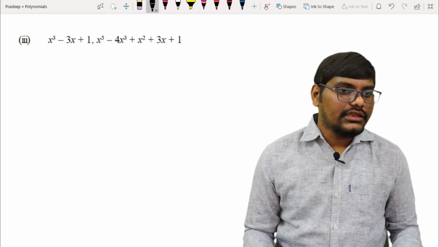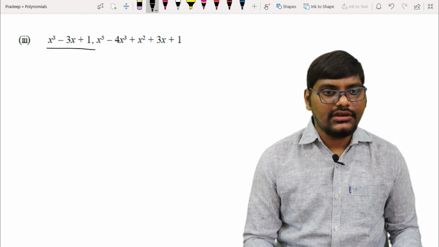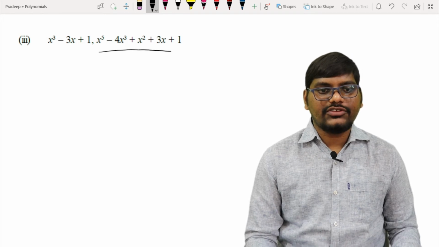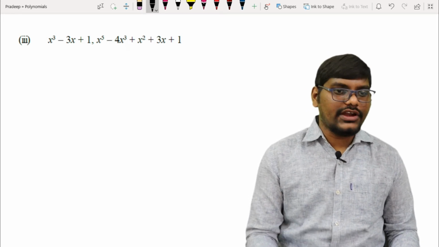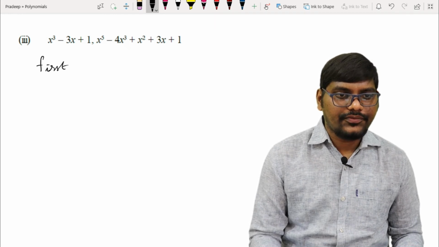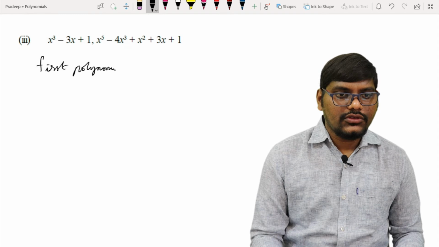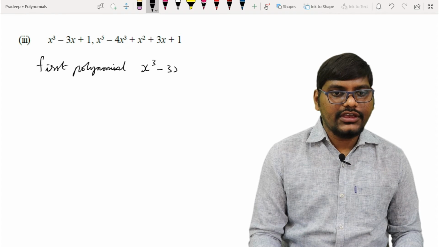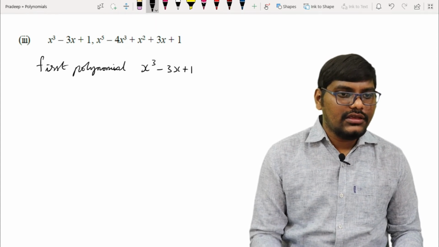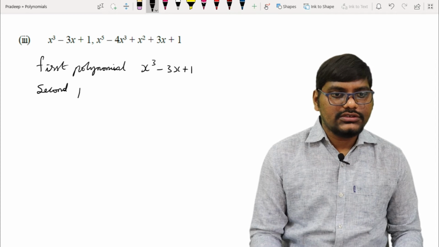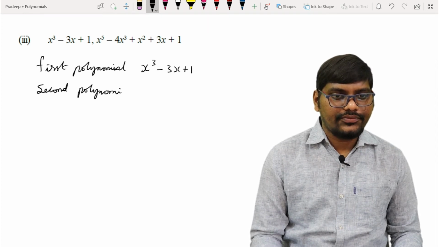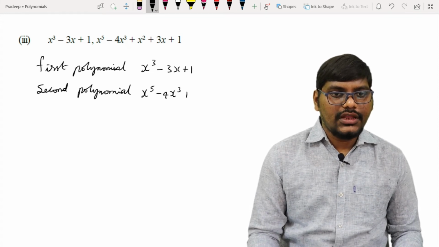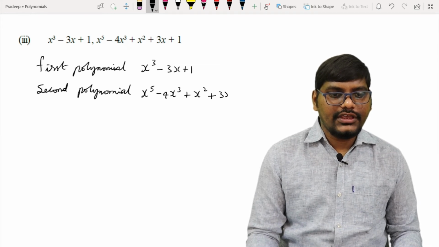Let's go for the third question. The question says x power 3 minus 3x plus 1, this is one of the polynomials. The second polynomial is x power 5 minus 4x cube plus x square plus 3x plus 1. So we'll write here the first polynomial: x power 3 minus 3x plus 1. We'll write the second polynomial also: x power 5 minus 4x cube plus x square plus 3x plus 1.